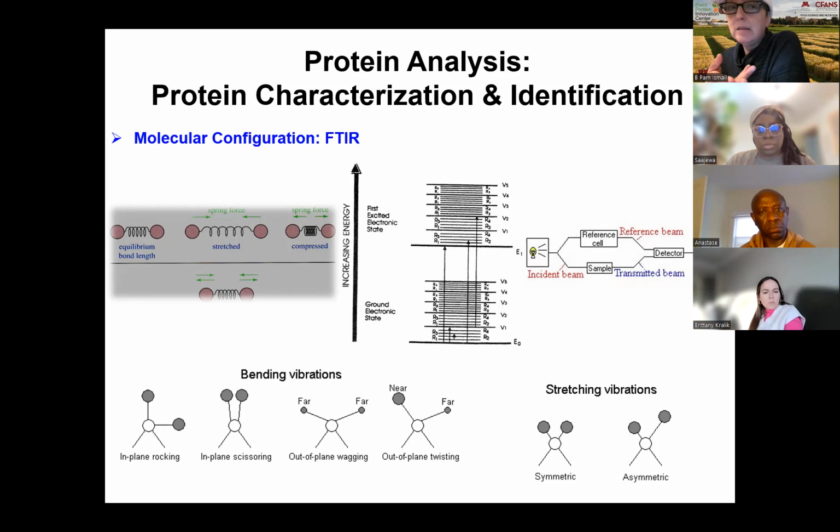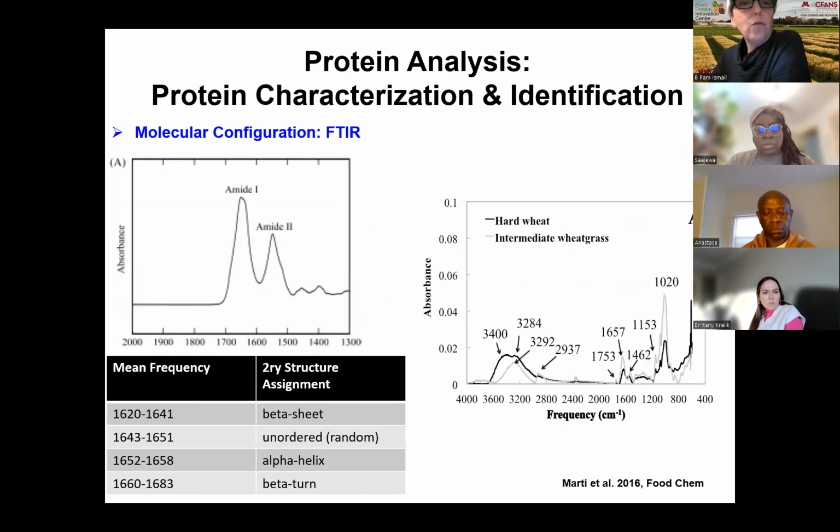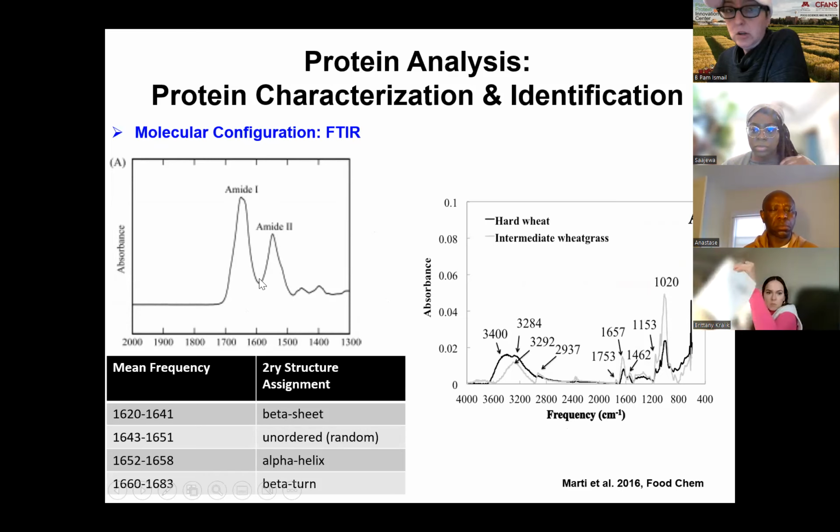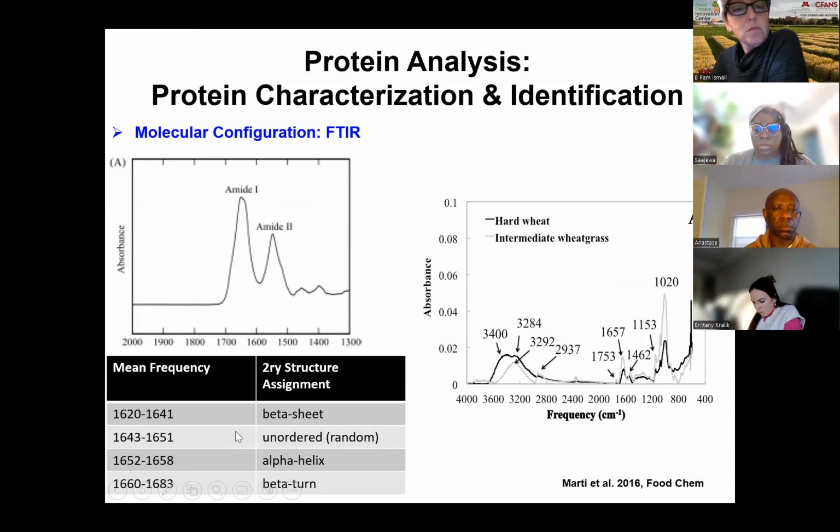So we utilize this in proteins to look at secondary structures. For example, there are different regions in the FTIR for the proteins. The secondary structure region is the amide 1 region. That's a very common region that you hear about, amide 1. And it's between 1600 to 1700 frequency. And in this region, we have the secondary structure distribution. We have the alpha helix, beta sheet, beta turn, and random coil, unordered.